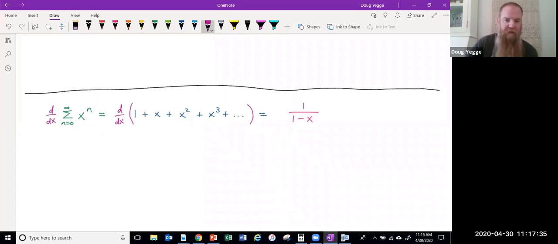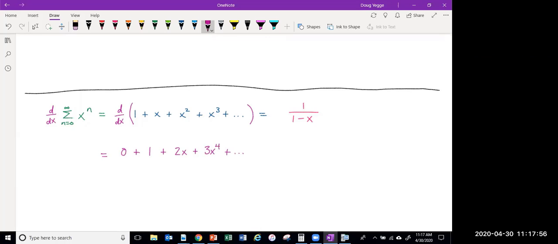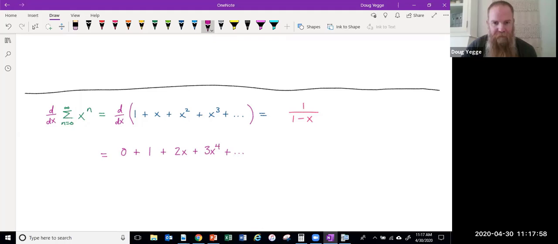Okay, well, let's go ahead and see what that becomes. That becomes 0 plus 1 plus 2x plus 3x to the 4th, and so on, right? Isn't it squared? 3x squared? Yeah, I don't know. I'm in integration mode right now. 3x squared, thank you. So 0 plus 1 plus 2x plus 3x squared, right?